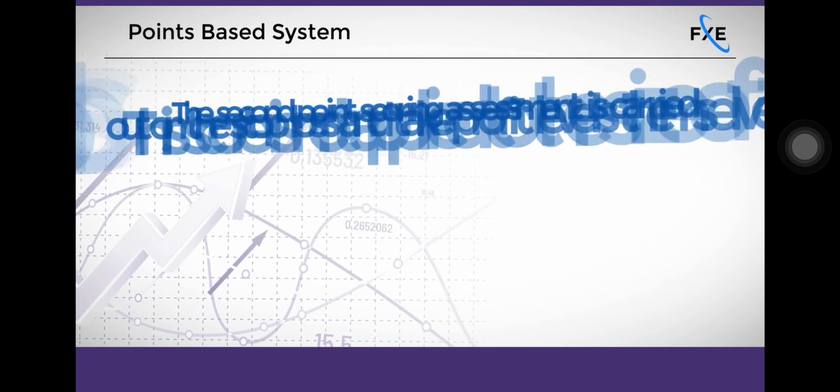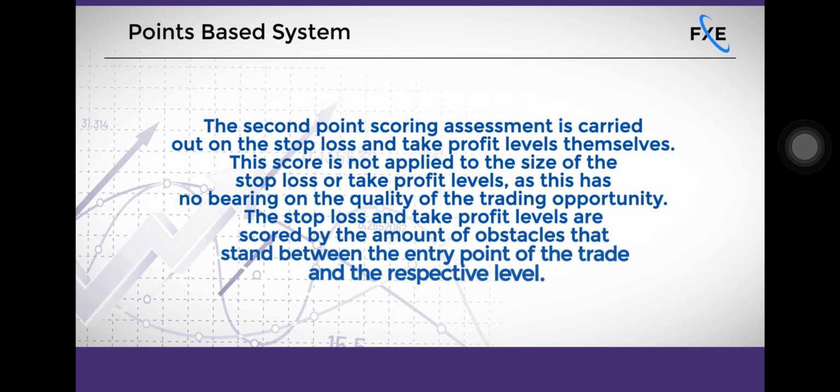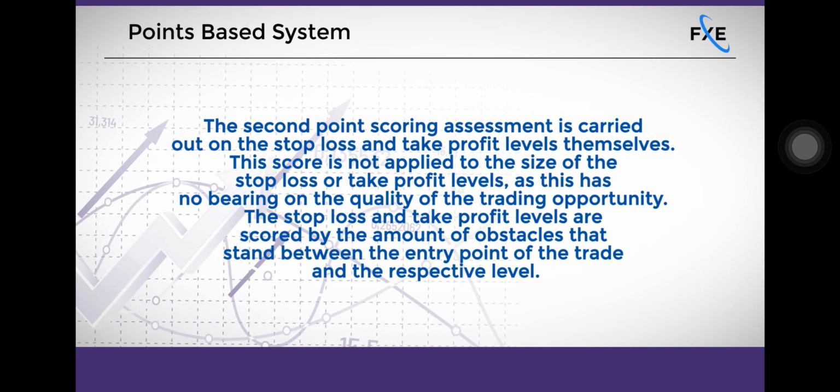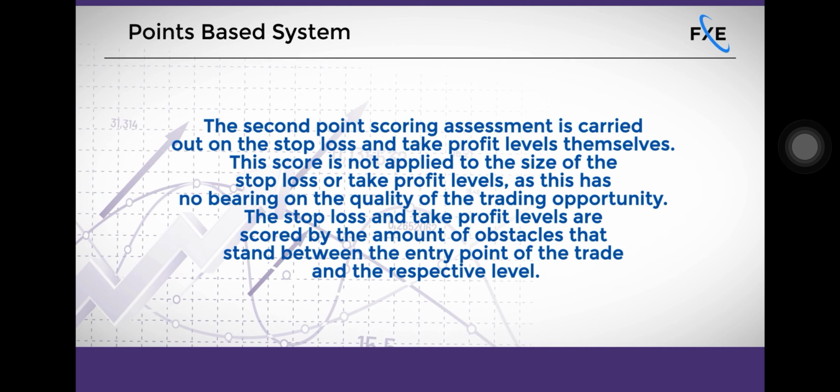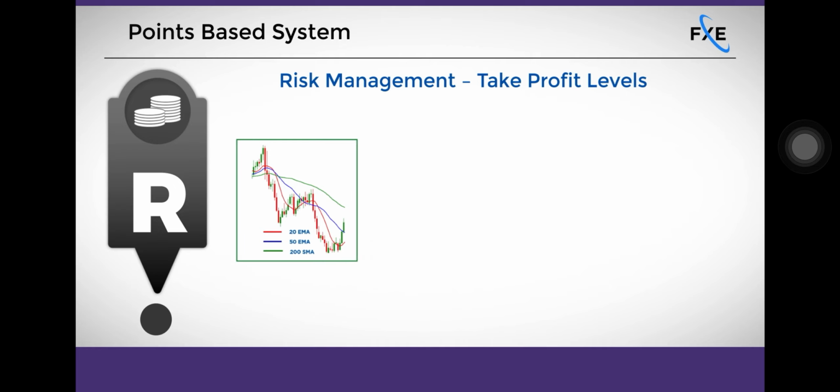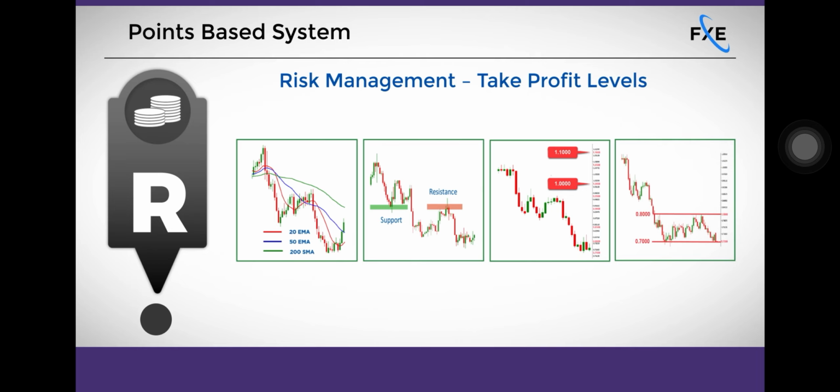The second point scoring assessment is carried out on the stop loss and take profit levels themselves. This score is not applied to the size of the stop loss or the take profit levels, as this has no bearing on the quality of the trading opportunity. The stop loss and take profit levels are scored by the amount of obstacles that stand between the entry point of the trade and the respective level. We can see in the example on the screen 4 potential obstacles that need to be considered to apply the score correctly for a take profit level.